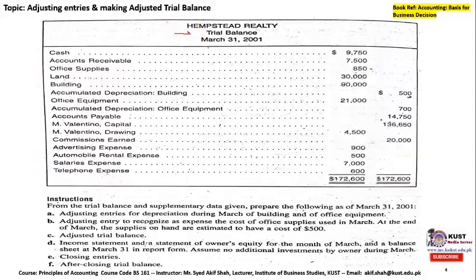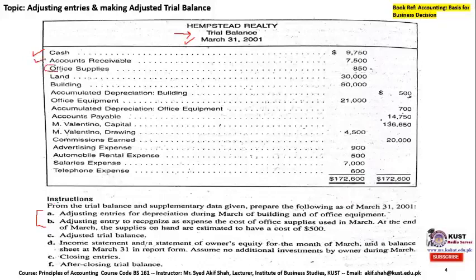Here we have to mention the adjusted trial balance, and then finally the date shall be written as it is. We have to copy the information from the trial balance, like cash was not affected in any of the adjusting entries we have done in part A and part B. Similarly, accounts receivable was not affected.